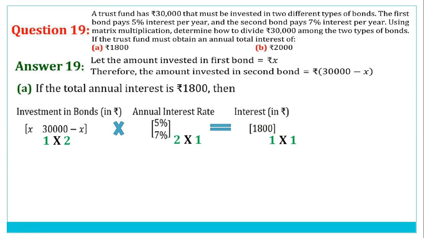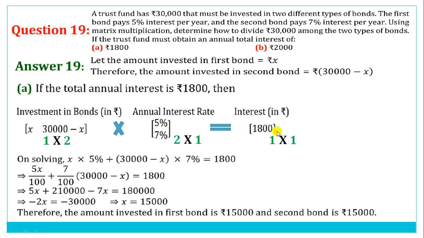Okay, so that's simple. We have to do the matrix multiplication here, and 1800 is written on the other side. So I'm just going to roll over everything. x will be multiplied with 5% and this 30,000 minus x will be multiplied by 7% here, equal to 1800. After we solve the left hand side, the matrix we get will be of order 1 by 1, and on the right hand side also we have a matrix of 1 by 1. So a 1 by 1 matrix can be compared with a 1 by 1 matrix, so that one element here will be equal to 1800.